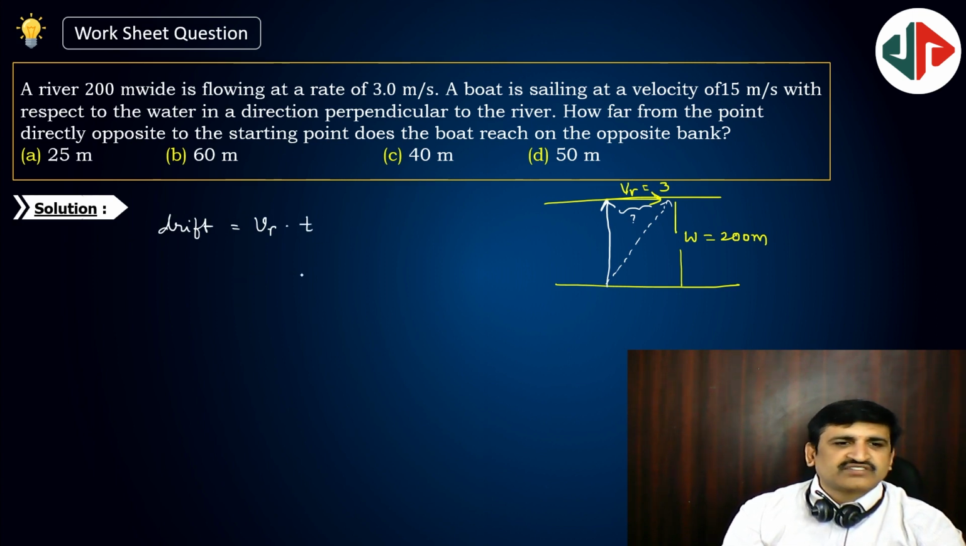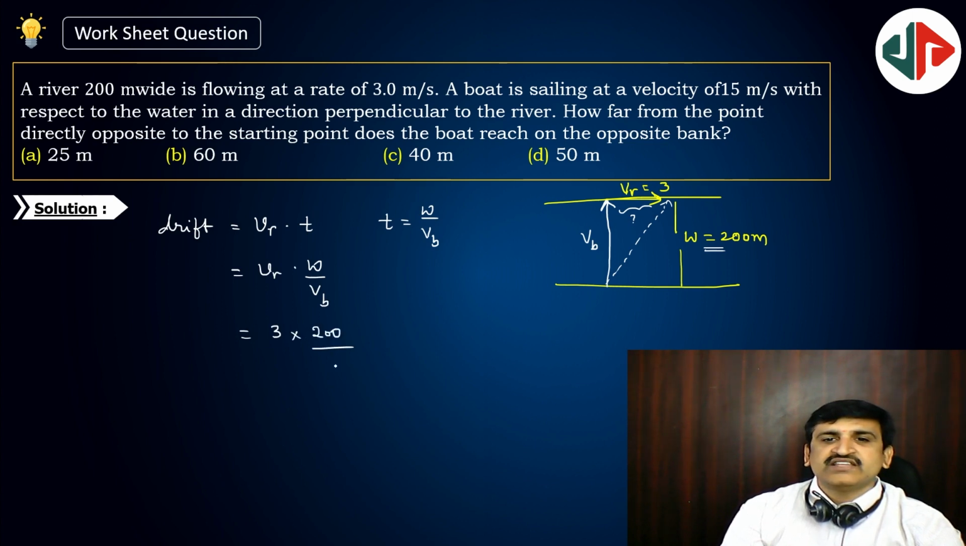So velocity of the river is known. Time t is equal to, what is this? Boat velocity. What is this? Width. So width by boat velocity. This will be time. So let us substitute VR into width by VB. What is VR? Velocity of river, 3. That's why data interpretation is important. Into W is 200 meters and VB is 15.